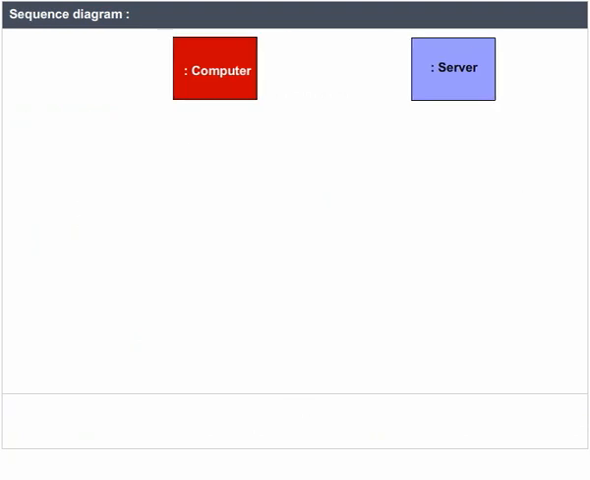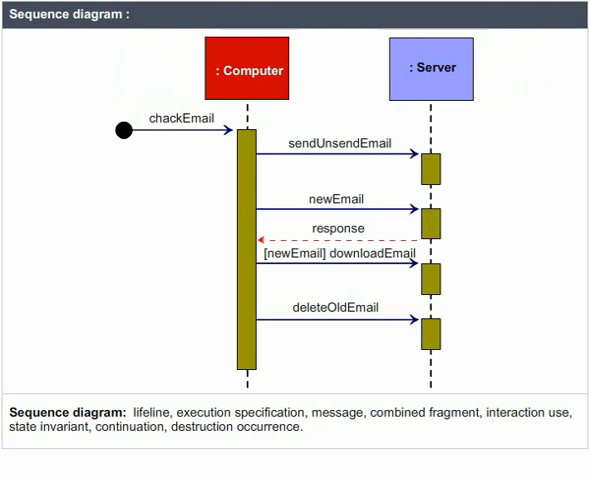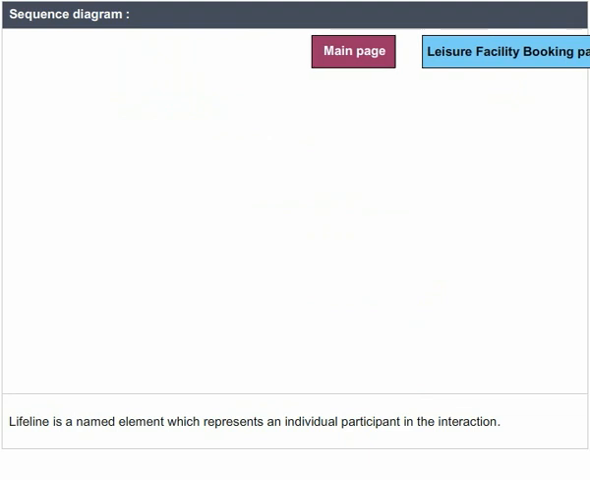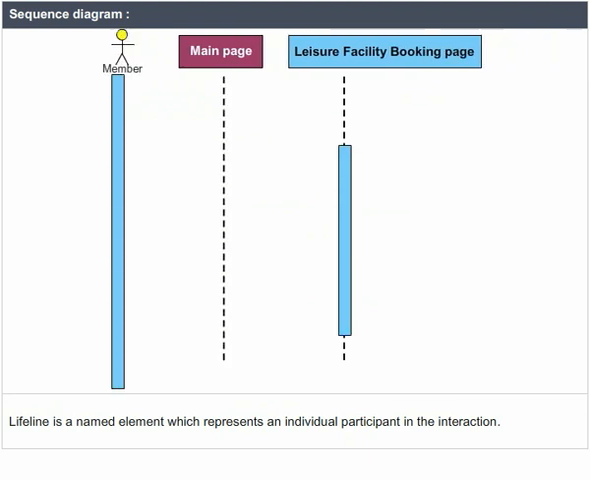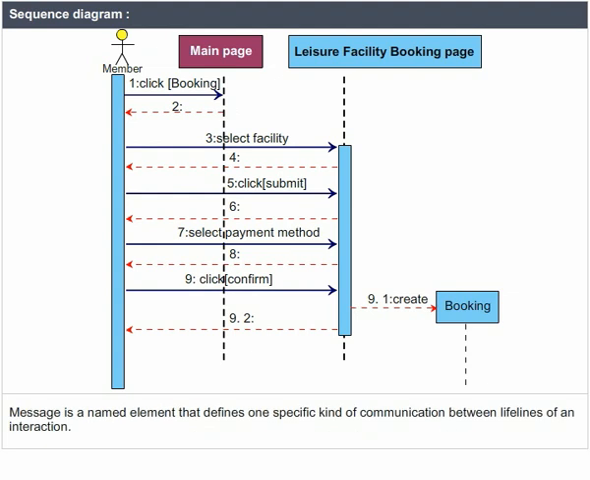Sequence diagram. Sequence diagram elements: lifeline, execution specification, message, combined fragment, interaction use, state invariant, continuation, destruction occurrence. Lifeline is a named element which represents an individual participant in the interaction. Message is a named element that defines one specific kind of communication between lifelines of an interaction.